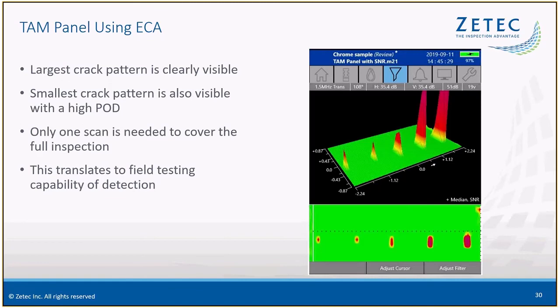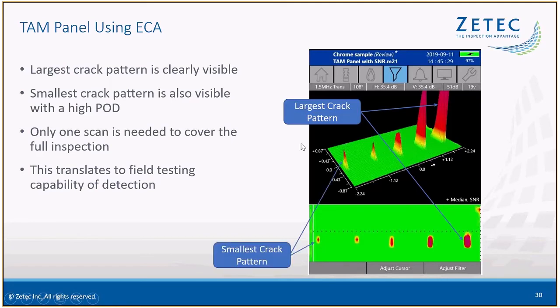But this is what it looks like with eddy current array. The largest crack pattern is very, very clear, but even the smallest crack pattern shows up extremely well against the background field. This would be your general noise plane, your base material, but you can clearly see the smallest crack pattern there. And when you talk about POD, anyone who looks at that would think that there's something of interest going on there, and that can be confirmed as some type of indication or crack.